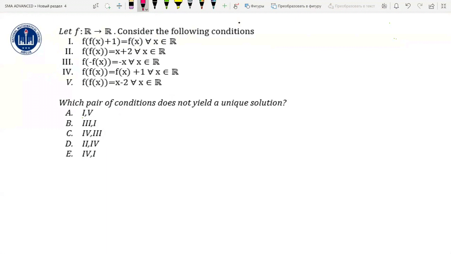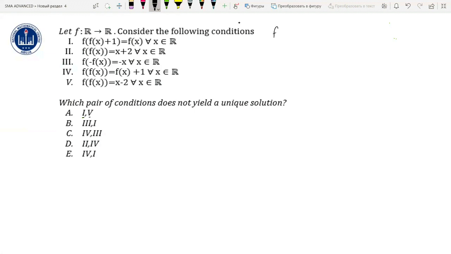So there are also 5 options. As you can see, based on the way the question is written, we actually have to check out each option individually to check if it yields or if it doesn't yield. So normally we start in chronological order. So we start with option A. So it says condition I and condition V.